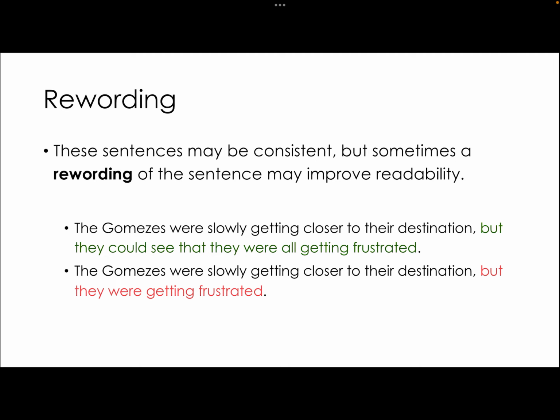So let's look at the first sentence. The Gomezes were slowly getting closer to their destination, but they could see that they were all getting frustrated. So this has consistent point of view, but one might say that it's a little bit wordy. Like there are too many words in it, unnecessary words. Why? Because the pronoun "they" got repeated twice, and both "they" are the same people. So when there is exactly the same thing repeated in the sentence, unless it is intended to, it is unnecessary. It's just extra words that don't have to be there.